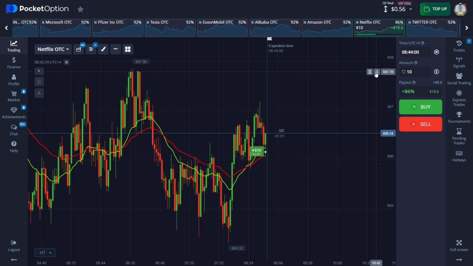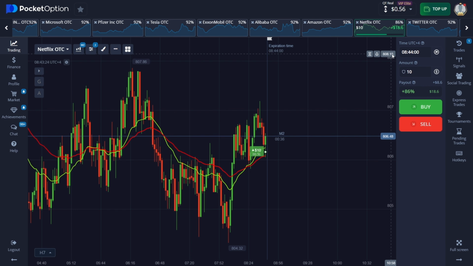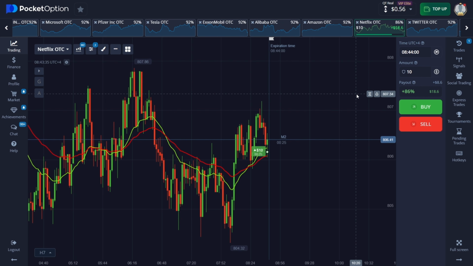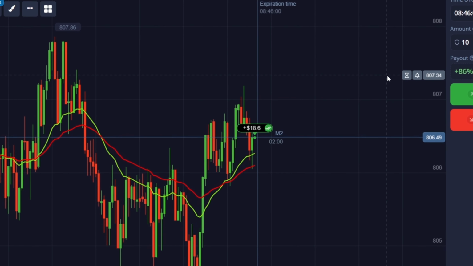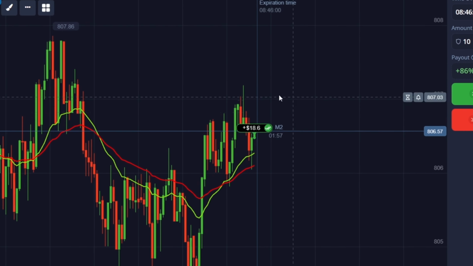Now the trade is moving in our favor and we still have 1 minute left. As you can see, the candle is taking support exactly from the EMA 50 level. With just a few seconds left, we won our first trade. Our balance is now $19.